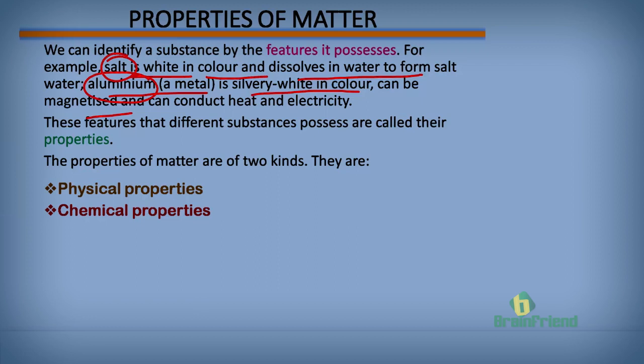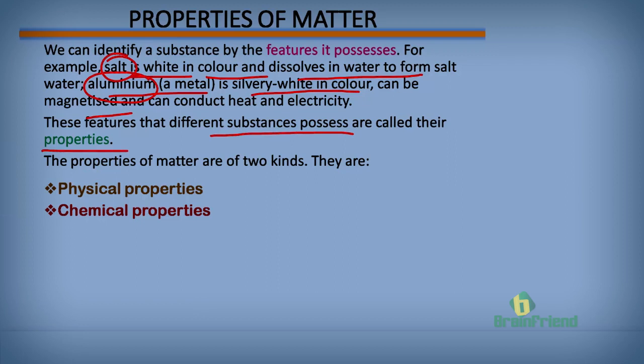it can dissolve in water, and aluminum being silvery white in color and being able to magnetize and conduct heat and electricity. These are what? Features of what? These substances. Now, these features that different substances possess are called their properties.